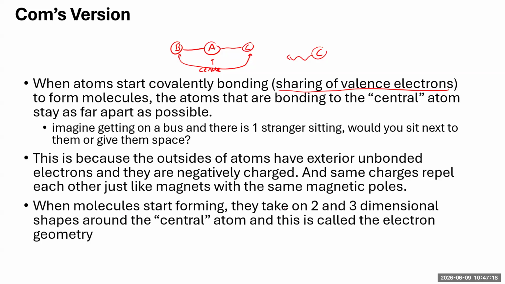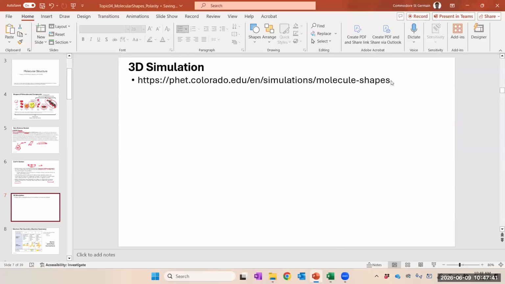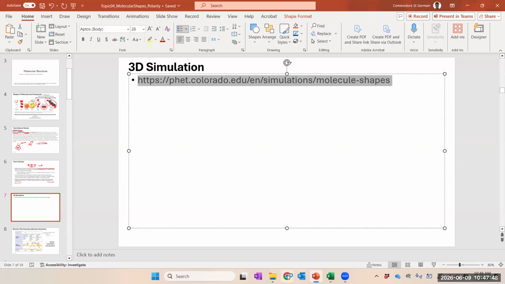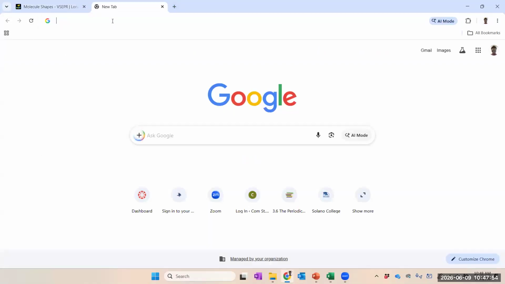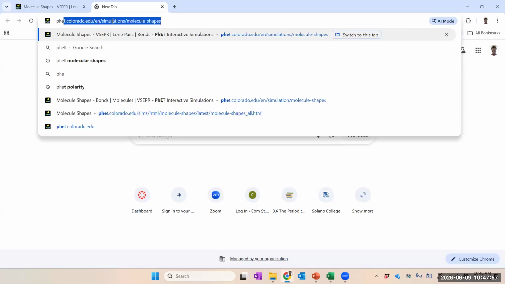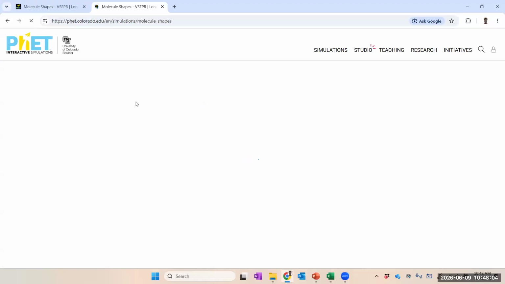When molecules start forming, they can take on two and three-dimensional shapes around the central atom, and this is called the electron geometry. That's what we're going to explore. On this next slide, there's a link for a 3D simulation. You can write down the link and copy it into your browser, or you can just go to Google and type in PhET 3D molecules, and it'll pop up. It's the first link always, or most of the time.